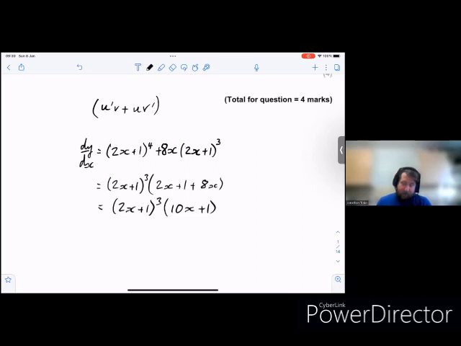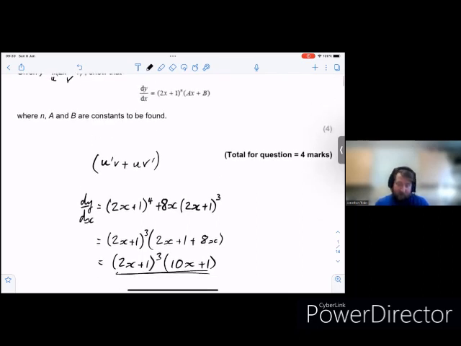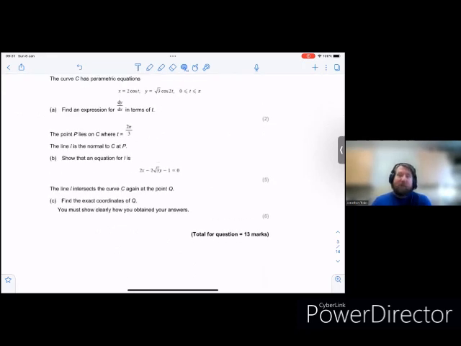Okay, and let's just double check that is in the form that the question asked. It should be 2x plus 1 to a power times ax plus b, so that's great. So this is parametric equations, and when I did the video on parametric equations, I did say that if you've not covered parametric equations yet, you can still do this. It's a simple formula. You just differentiate the y, differentiate the x, and then divide the y by the x. So you can do this if you want.